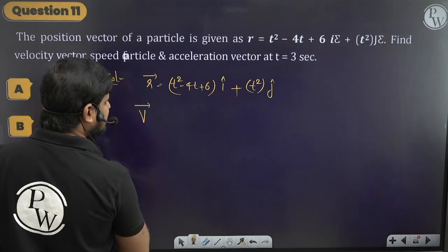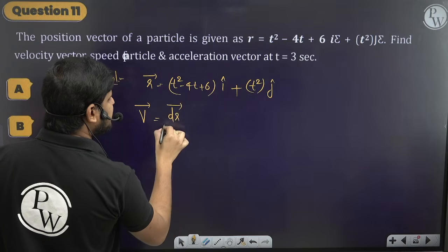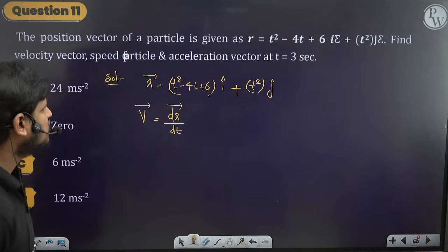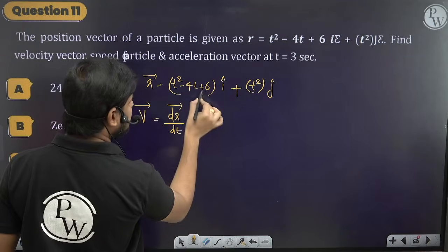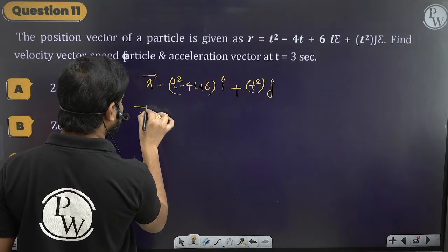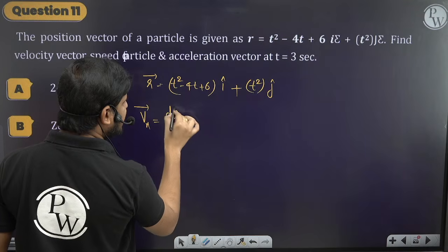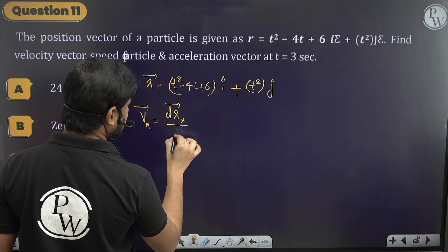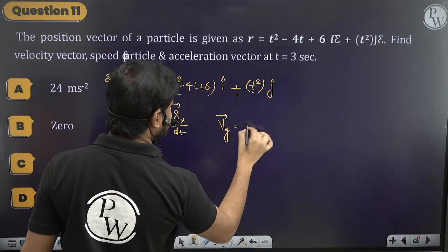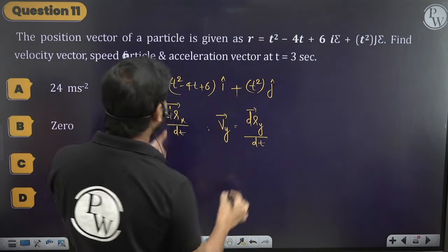The velocity vector is equal to the differentiation of the position vector. Here the position vector has an x component and a y component. Therefore the x component of velocity will be the differentiation of the x component of position, so vx is equal to dx by dt, and vy is equal to dy by dt.